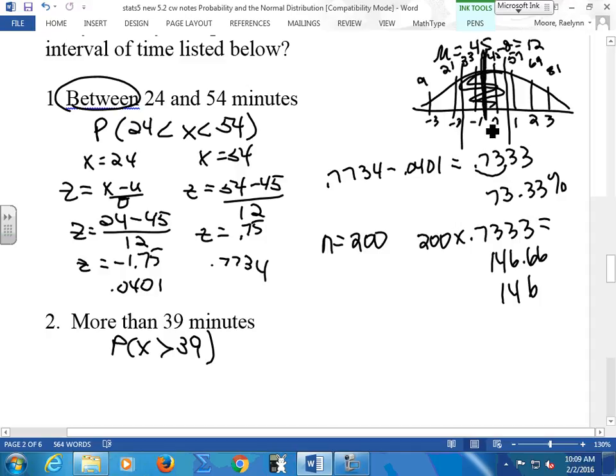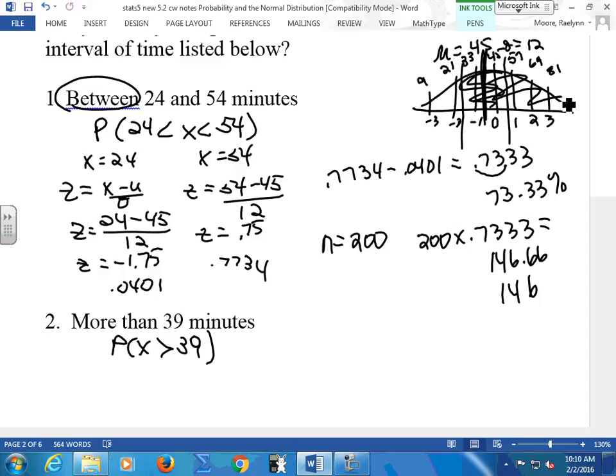Which way do I want it? To the left or to the right? To the right. So should my percentage be less than 50% or more than 50%? Right? More, because I'm here between the 0 and the -1. This is 50% right here. When I look up this number, I'm going to get a number less than 50%, which means then I have to do what? Subtract it from 1.